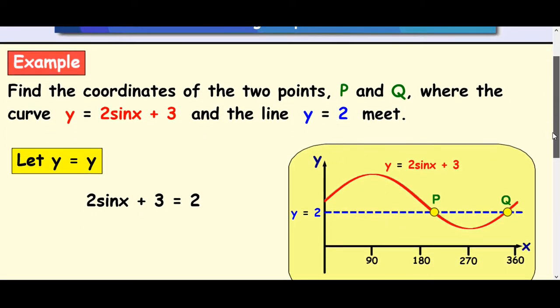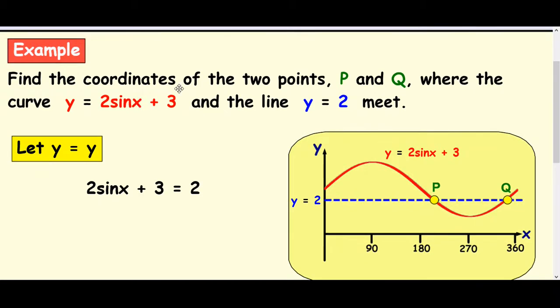If you look at this question here, the question is find the coordinates of the 2 points P and Q where the curve y equals 2 sine x plus 3 and the line y equals 2 meet. Here's a picture of it. There's the sine wave. It's been shifted up a value of 3. And here's your line straight across, y equals 2. Remember, horizontal lines are y equals and vertical lines are x equals. So I need these two coordinates here.